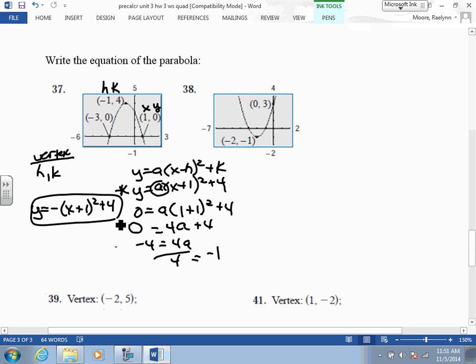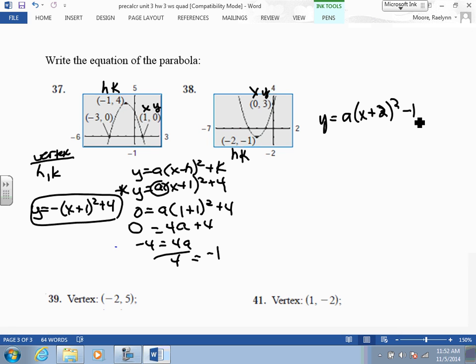Now, same holds for the other one. You have a vertex, you have a point on your graph, you have a solution to your equation. So this point represents your X and your Y. This represents your H and your K. How would I set this up? X what? +2, right? It's going the opposite way, right? Then what? Minus what? 1. Good.